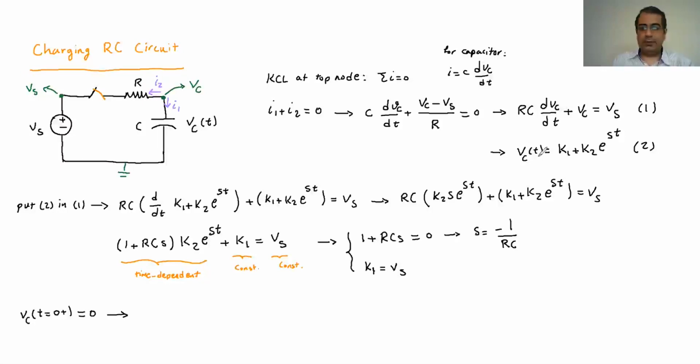So if I put this in equation 2, because this is our solution, I know at t equals 0 that V should be 0. Replacing that, VC of 0 should be equal to K1 plus K2 e to the power of S times 0, since t is 0.